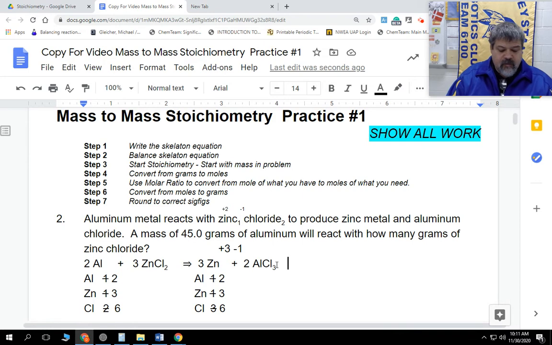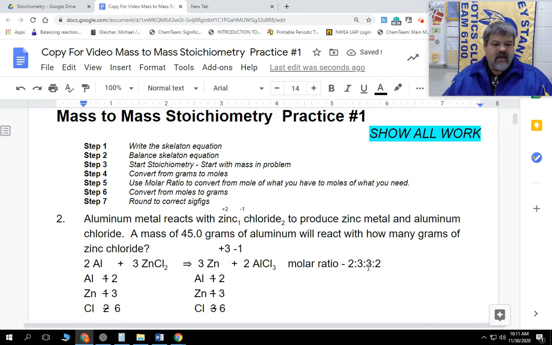So our molar ratio is 2 to 3 to 3 to 2. And then I always ask myself, can we reduce that? So no, we can't. So we're done with that. We have our molar ratio. So now that means that we have a balanced chemical equation. So after the balanced chemical equation, we're going to go ahead and start our stoichiometry.